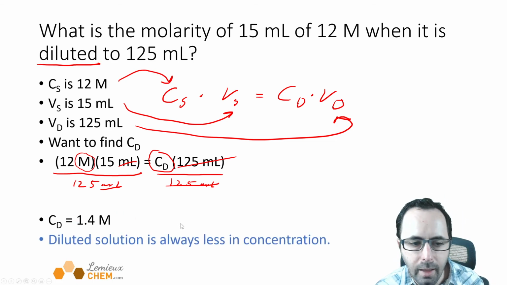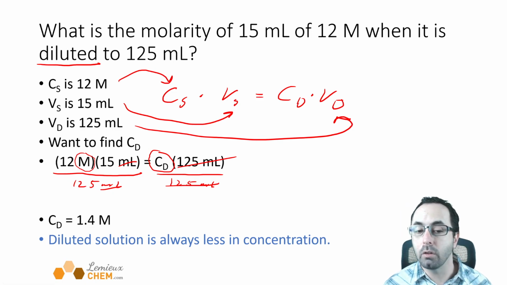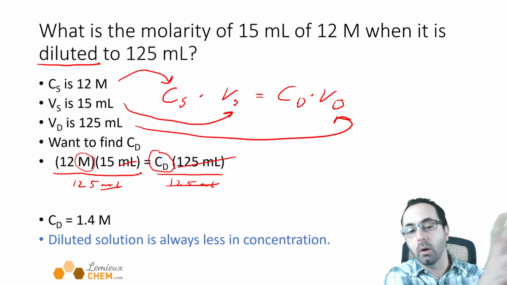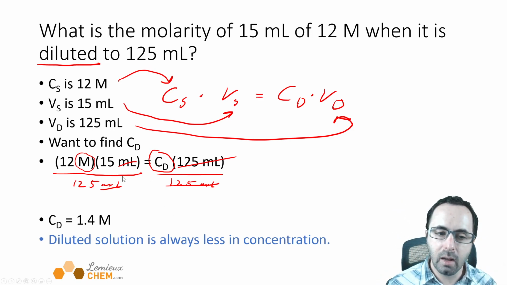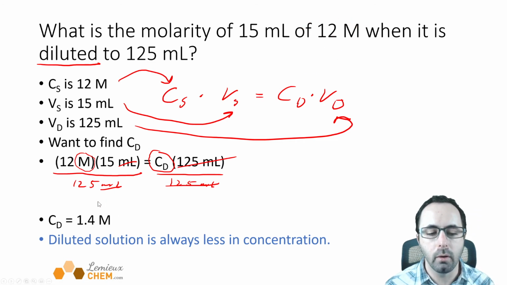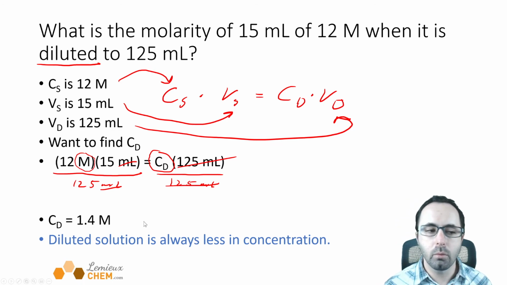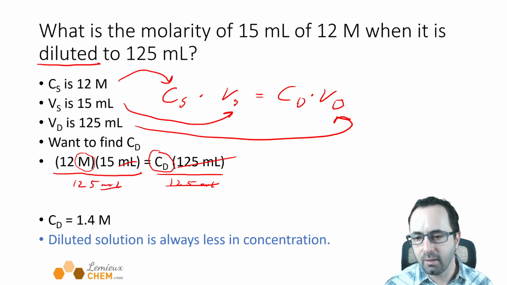Always good to do a reality check again. Remember, the CD is the concentration of your diluted solution. It should be lower in concentration than your stock solution. Stock solution is the one you keep on the shelf that's more concentrated. So is it in fact less concentrated than the stock solution? Well, the stock solution was 12 molar. The diluted solution was 1.4 molar. So yes. This is a really good thing to do, because in case you get your algebra mixed up, you can fix it later, okay?